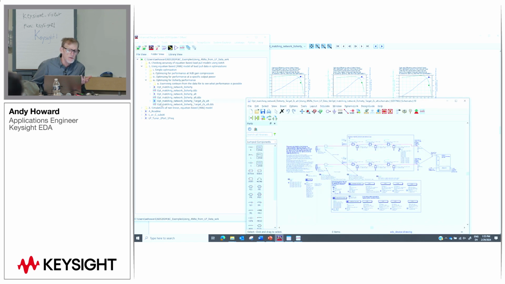And by the way, this example workspace is available to anybody who wants it. It's downloadable from our Knowledge Center, but we can make it available too.